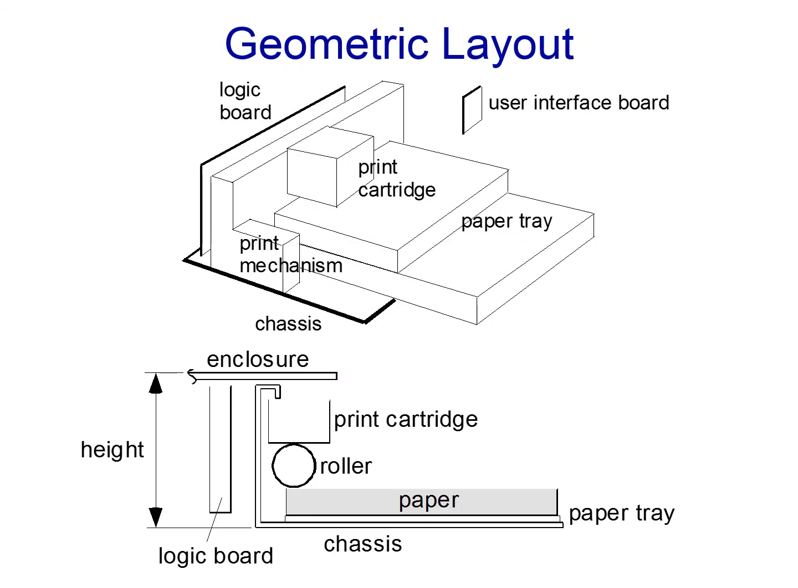Finally, a geometric layout is created. Here's one for the DeskJet example, showing the position or location of the major chunks or clusters. This process forces the team to consider the feasibility of the interfaces between the chunks.